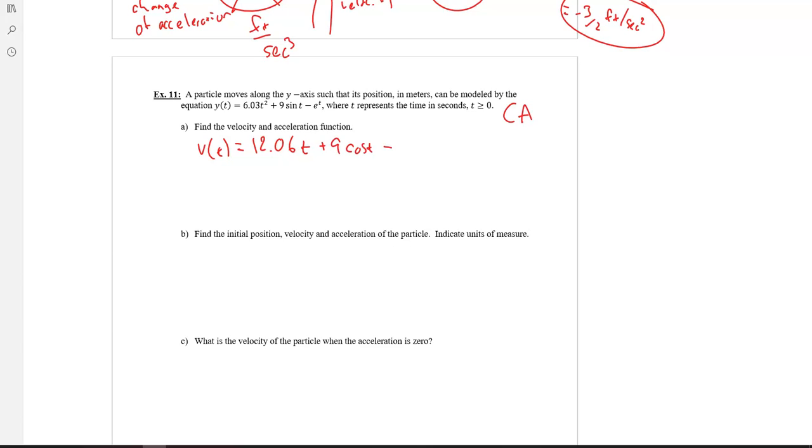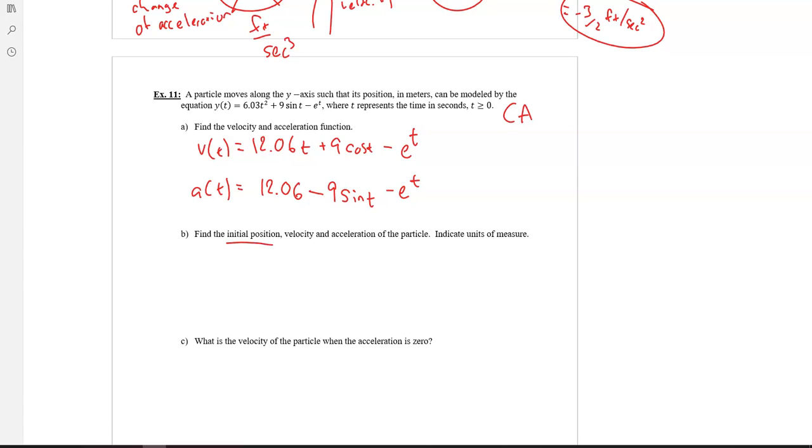Cosine. Derivative of e to the t. E to the t, good job. Okay. Easiest derivative of my life. All right, and then we'll do acceleration too. So derivative of 12.06t is just going to be 12.06, right? Plus derivative of cosine, so this becomes negative 9 sine t. And then derivative of e to the t again is e to the t. So there's our velocity and our acceleration functions.